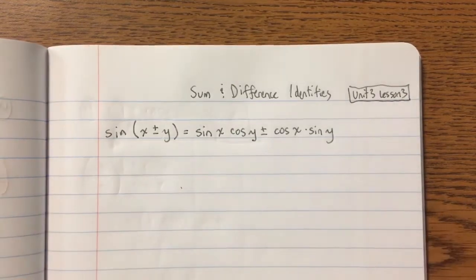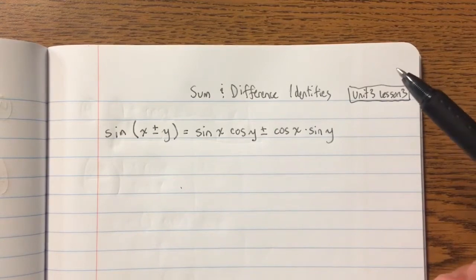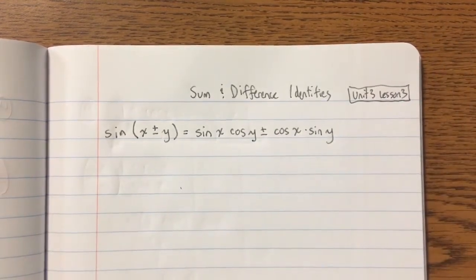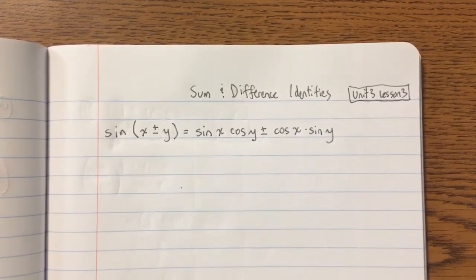So this is really two identities that I'm writing at once. You'll see how that plays out when we do some examples. So that's the sine one. We've got one for cosine and for tangent.